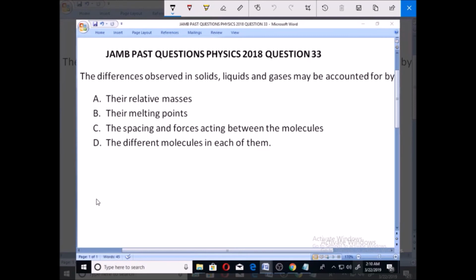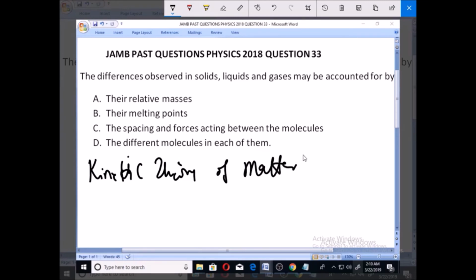Now, for us to be able to appreciate this very well, we need to know about the kinetic theory of matter, which actually states that matter is made up of small particles.